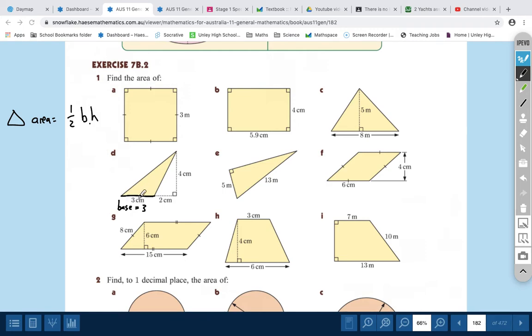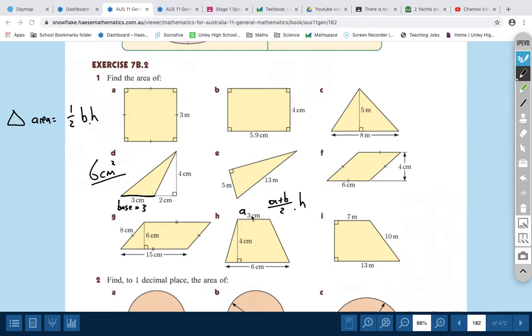It'll be 1/2 of 3, which is 1.5. 1.5 times 4 is 6 square centimeters. Write it properly, square centimeters. We've got rhombus, parallelogram. Go look up the formula, you can do that. Trapezium, get used to that formula. A plus B divide 2 times the height.